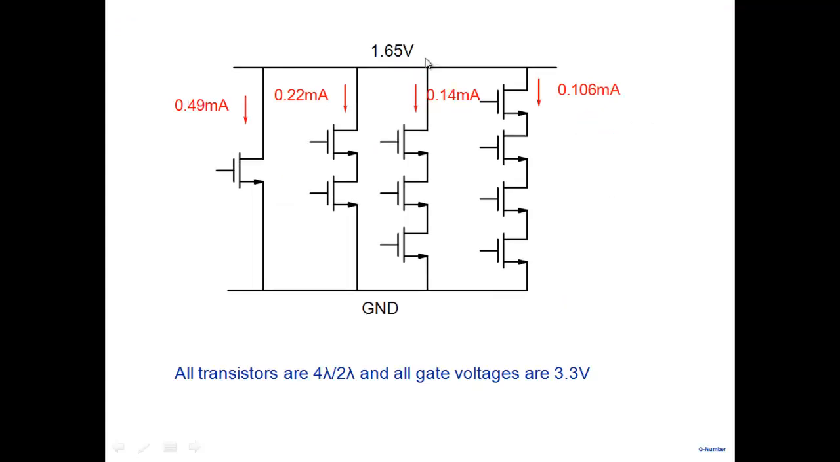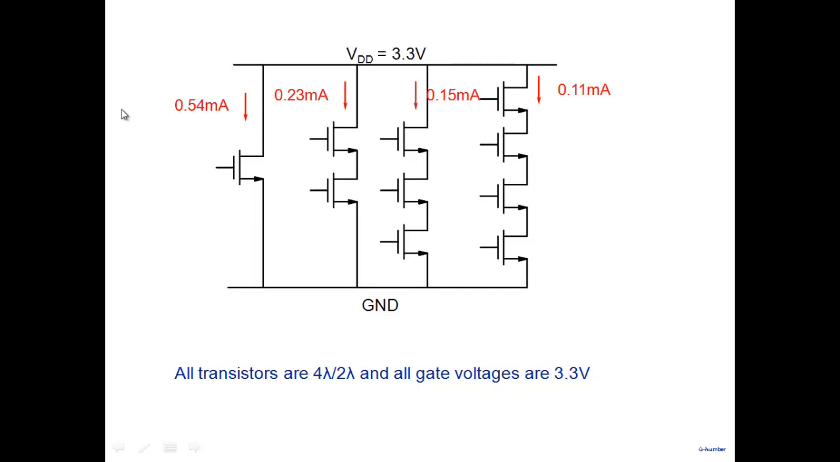The other condition which is of interest is where this node has reached 1.65. Again, this is VDD here. So this is 0.49, this is 0.22, 0.14, 0.106. So how should I size? Let me go back to the previous one. How should I size these ones? I want the strength of this one to be the same as the strength of this one. So what should I do?